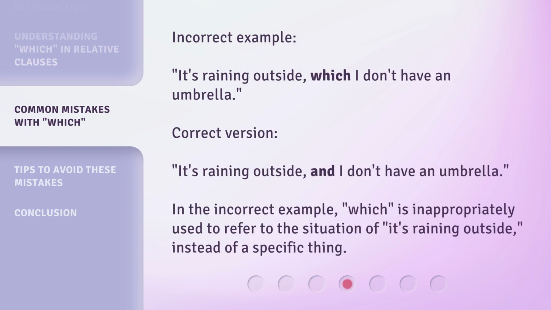Incorrect example: "It's raining outside, which I don't have an umbrella." Correct version: "It's raining outside, and I don't have an umbrella." In the incorrect example, which is inappropriately used to refer to the situation of it's raining outside instead of a specific thing.